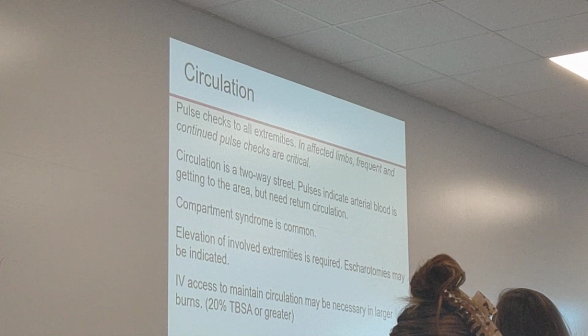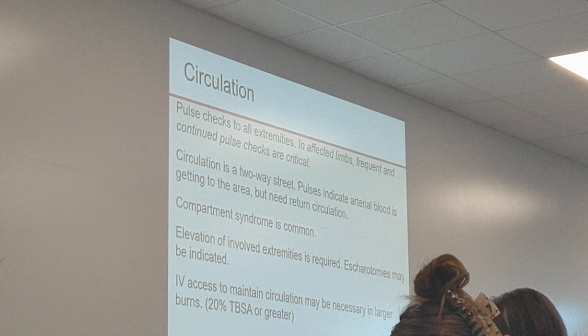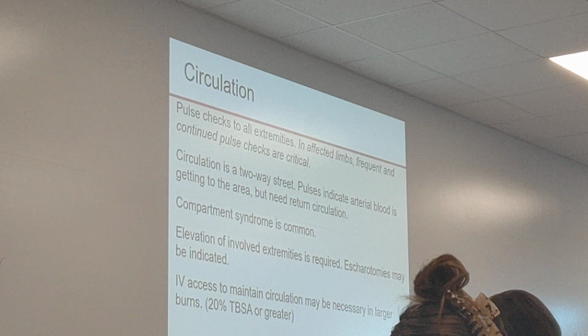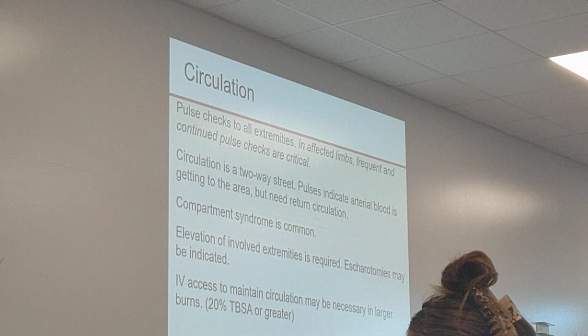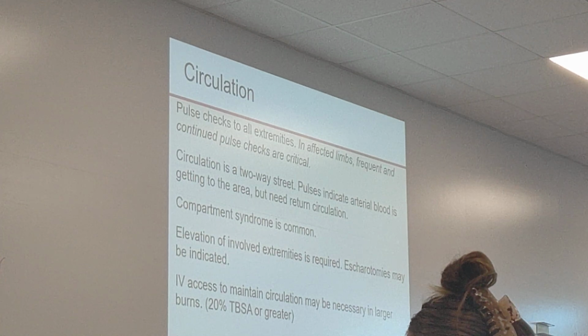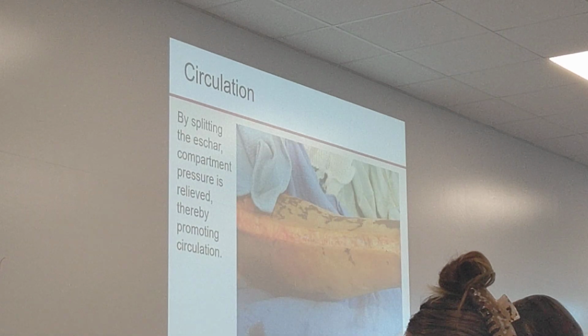Okay, circulation. So these are checking all the pulses. Obviously the skin's going to be burned, so it's going to be hard to check their skin color and stuff like that. Even their capillary refill, depending on where the burn is, we may not be able to assess that. So we rely a lot of times on pulses. You might have to get a Doppler to get their pulses. But establishing IV access is going to be the main thing, and then watching out for compartment syndrome. Elevation of involved extremities is required because we want more blood flow going to that area.